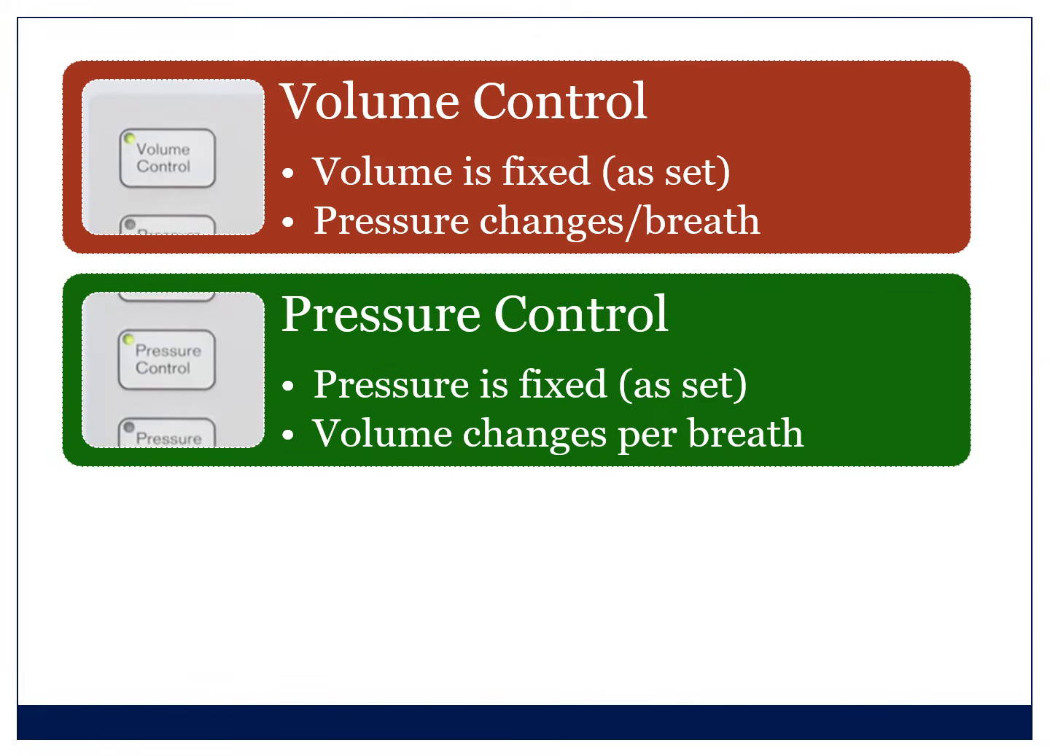The opposite is pressure control, where the pressure is fixed. So I say give 15 centimeters of water, and the volume will change as the chest compliance or the resistance of the airway changes. In each of those, you set one variable and you watch the other. With volume control, you set the volume and you watch the pressure. With pressure control, you set the pressure and you have to watch the volume. The easier one conceptually is probably volume control. People find that easier. I set the breath rate, I set how much tidal volume I want, and that's it. And it does make more sense.